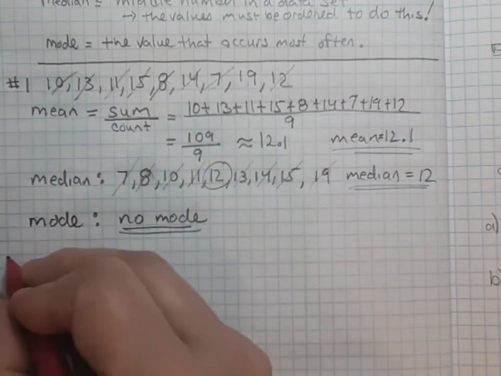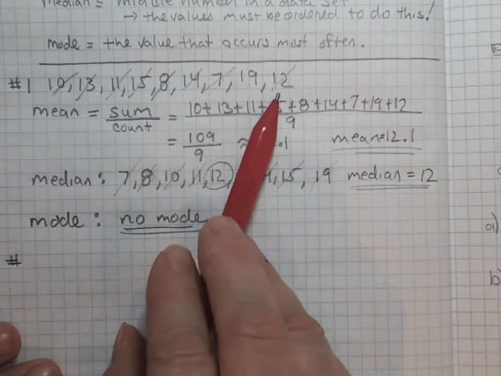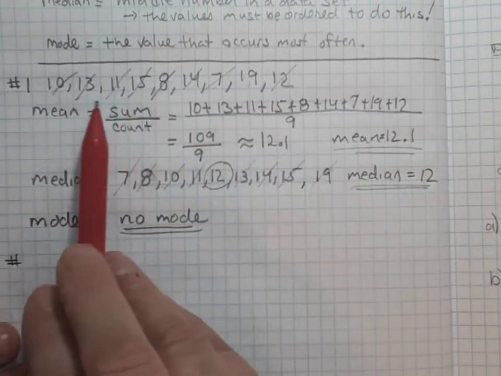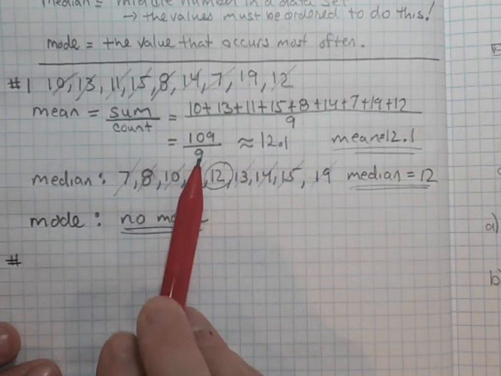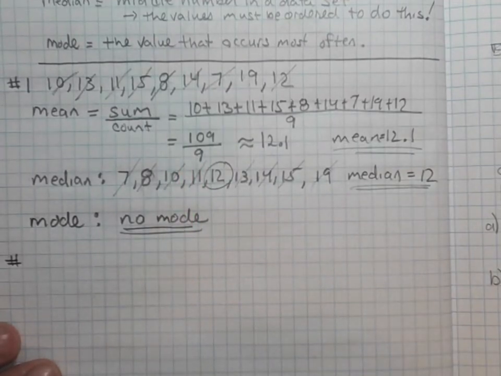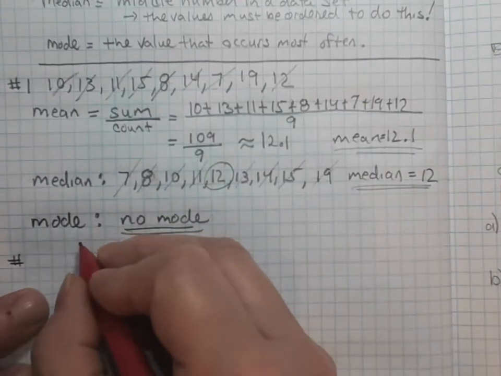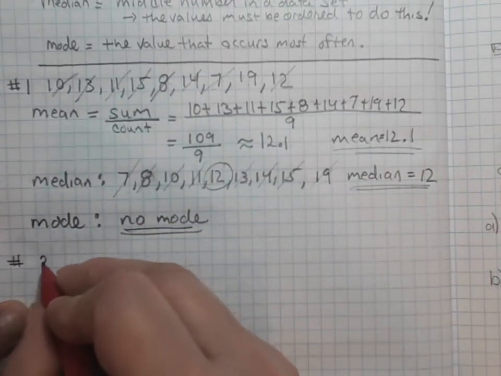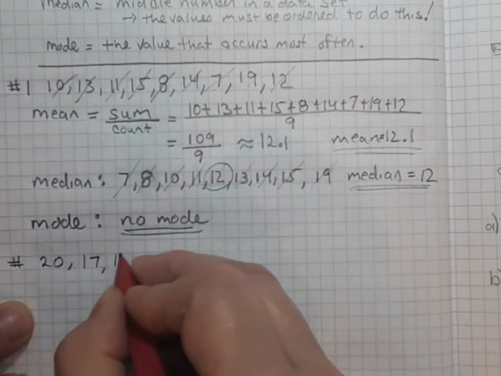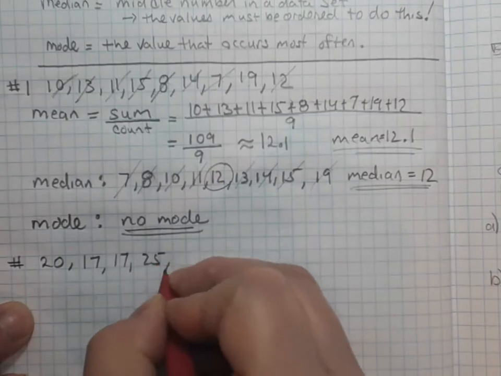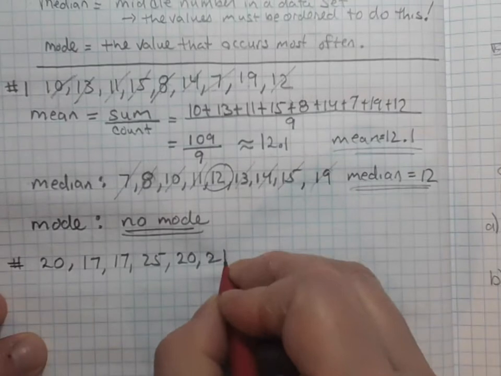All right, so let's do one more example. I'll have a different number set, but I'm also going to have an even count this time. We had an odd count before. This time I'll have an even count to show you the difference, especially when it comes to a median. So my number set is 20, 17, 17, 25, 20, and 21.